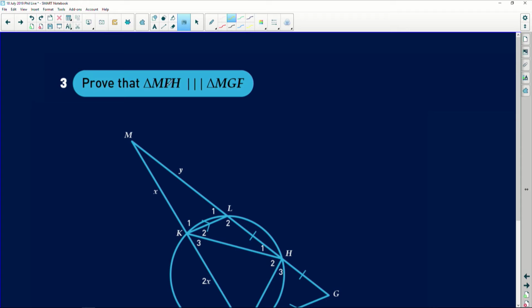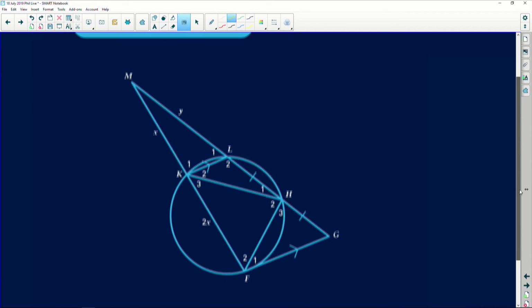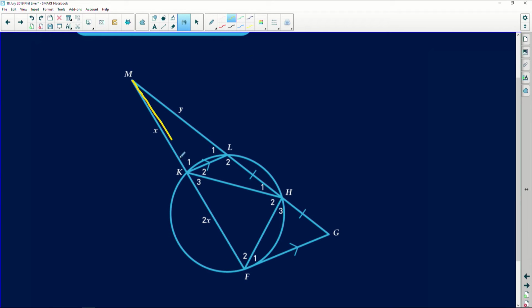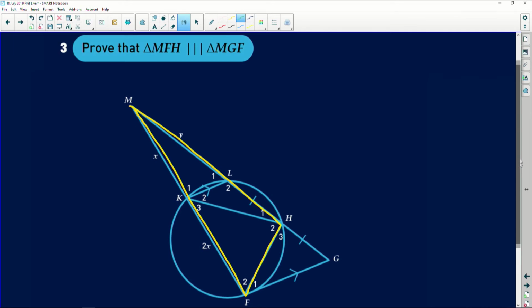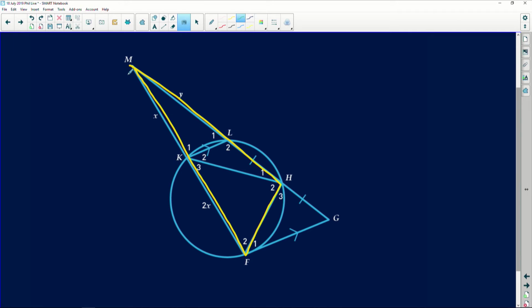Thirdly, it says, prove that triangle MFH, which is this big triangle here, MFH, is similar to triangle MGF. And that's an even bigger triangle, MGF.